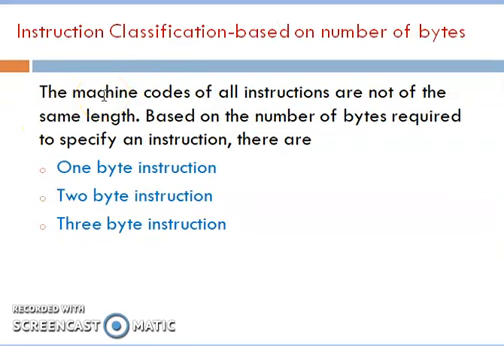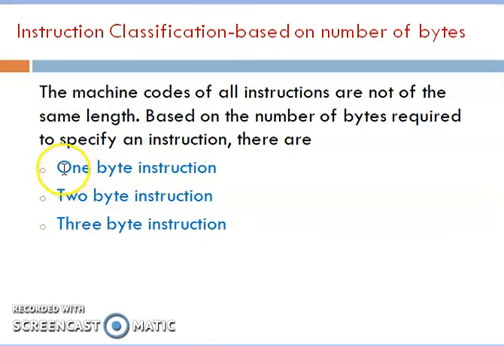The instruction can be classified on the number of bytes. That is, whenever an instruction is converted into its machine code, all the instructions may not be of the same length. Some instructions require only 1 byte, while others require 2 bytes and 3 bytes. Accordingly, there are 1 byte instructions, 2 byte instructions, and 3 byte instructions.